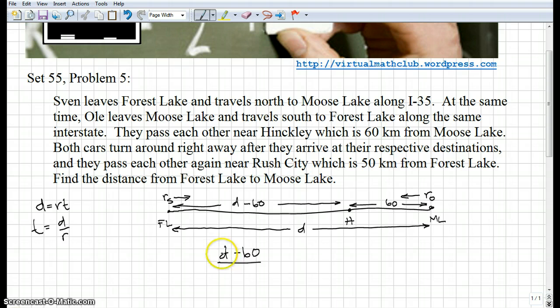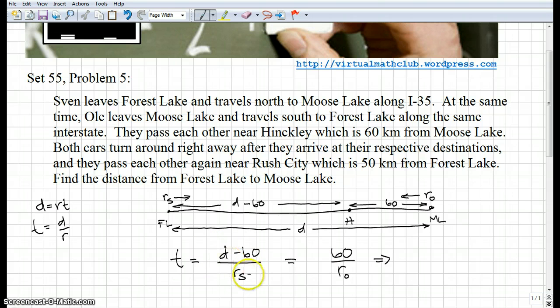So I can take d minus 60 divided by Sven's rate, and that is going to be the time that it takes him to get to Hinckley. Now, Ole is traveling the other direction, and he travels 60 kilometers at his rate, which I've just called RO, okay? And these two things are equal because they meet at the same time. That's the only way they can meet, is they're in the same place at the same time.